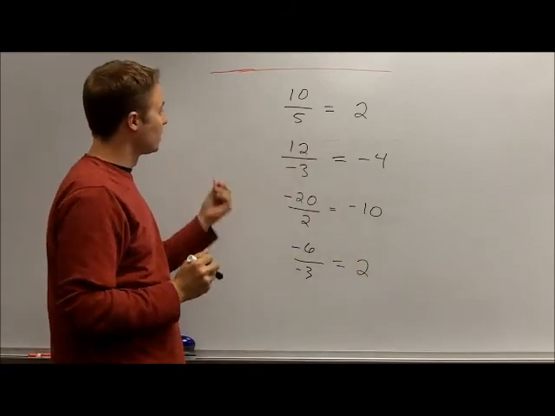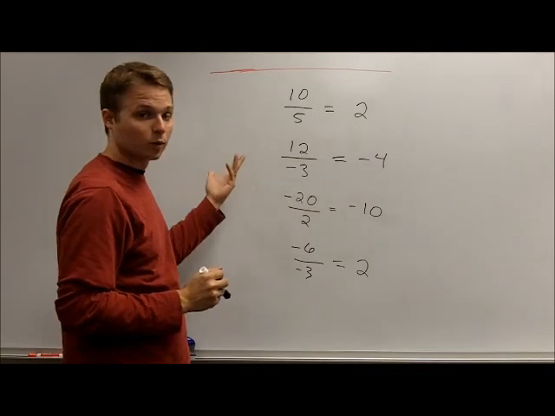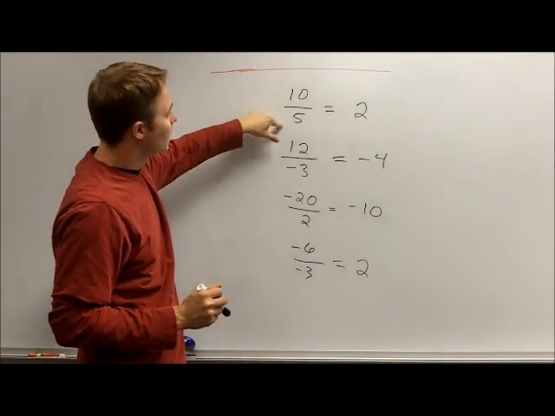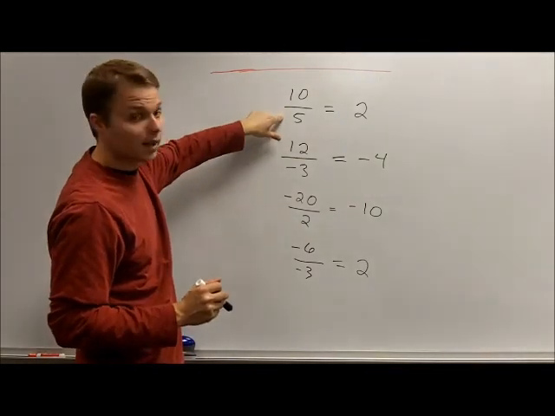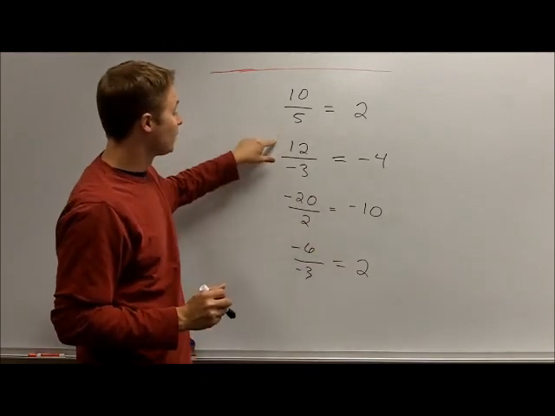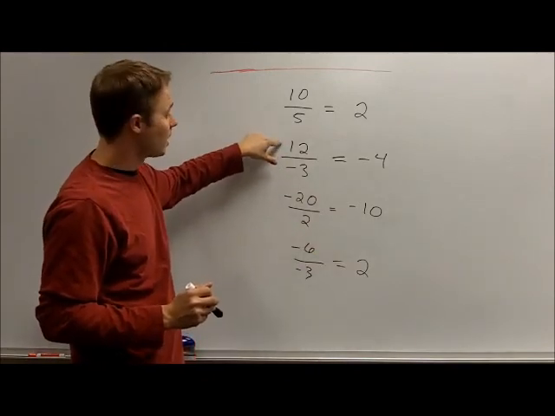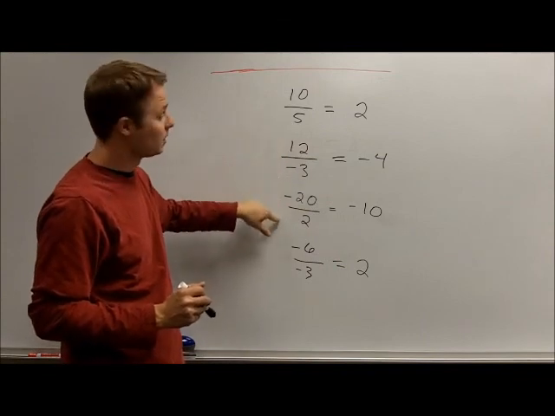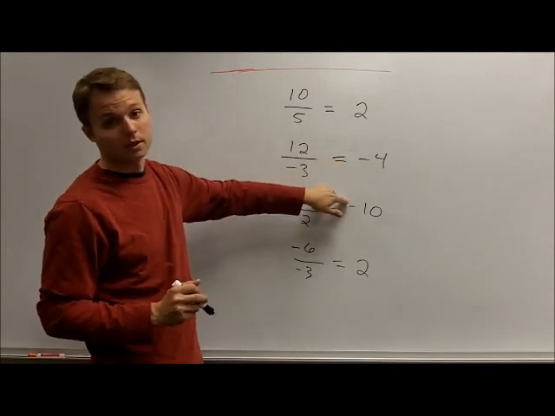So again, for multiplication and division, the rules work the same. If you have two of the same signs, for example, positive, positive, or negative, negative, your answer will always come out to be positive. If you have two different signs, a positive and a negative, or a negative and a positive, then your answer will always come out to be negative.